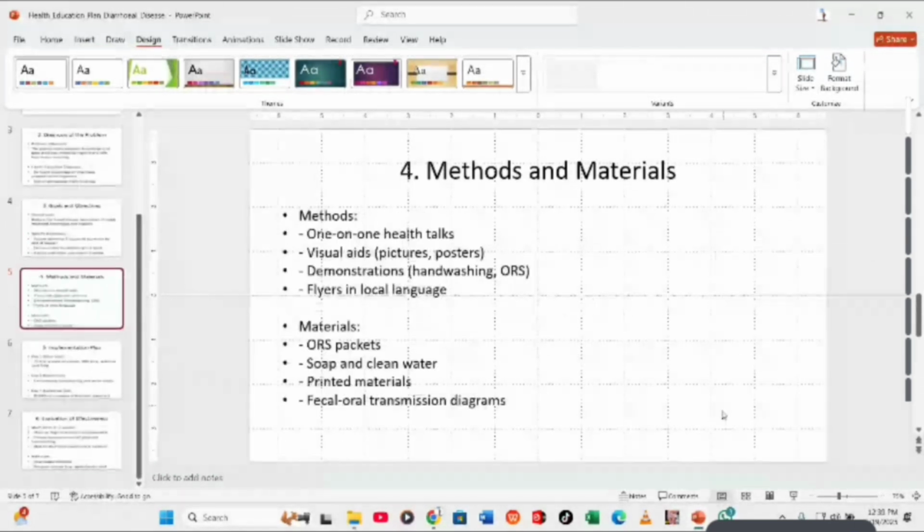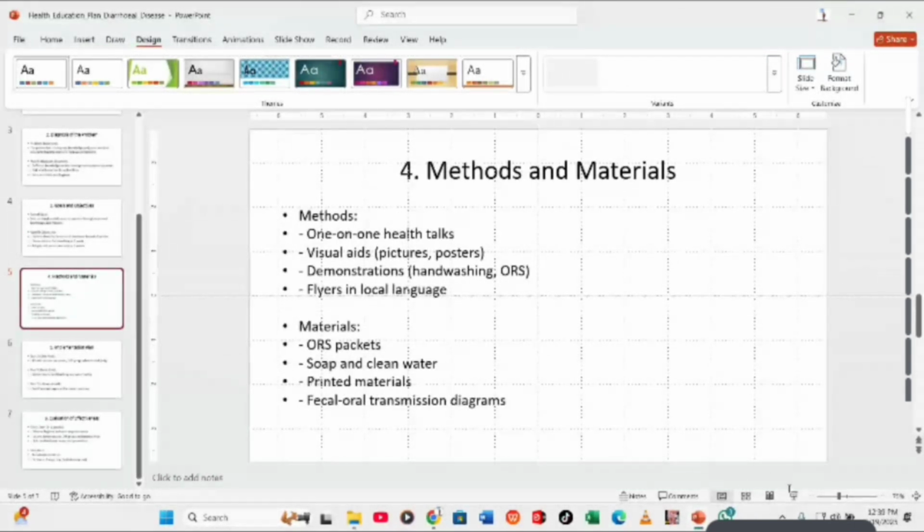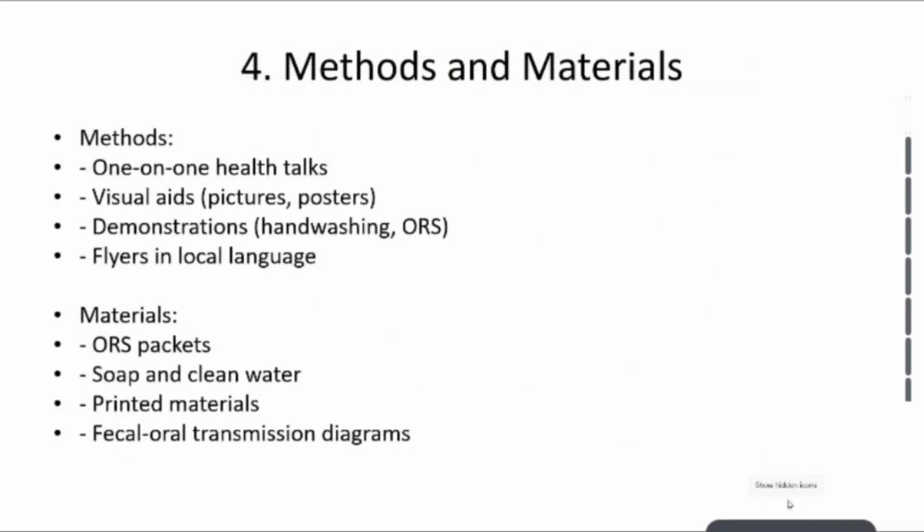Then under selection of methods, you can also provide them with materials such as the ORS packets. You can also provide soap and clean water. You can also help them by printing education materials that can help them to learn how to practice safe hygiene. You can also provide diagrams on fecal-oral transmissions.